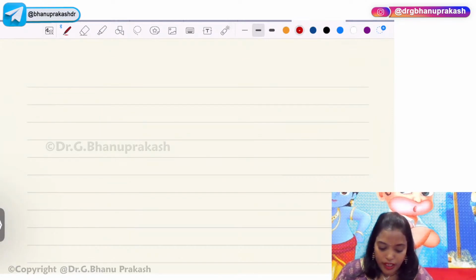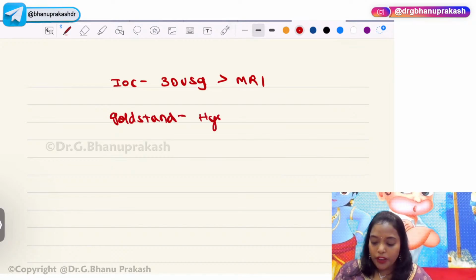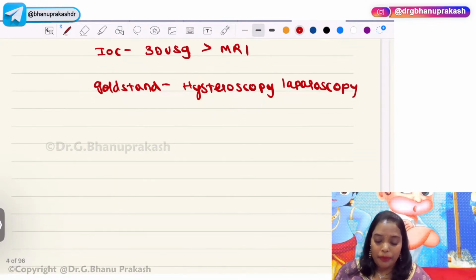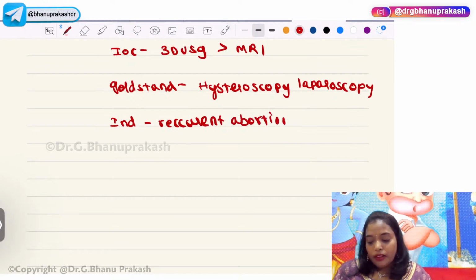So the investigation of choice is 3D USG followed by MRI. Whereas the gold standard is hysterolaparoscopy. Hysteroscopy to see inside and laparoscopy to see outside. What is the main indication for treating them? The main indication for treating them is when they have recurrent abortions.